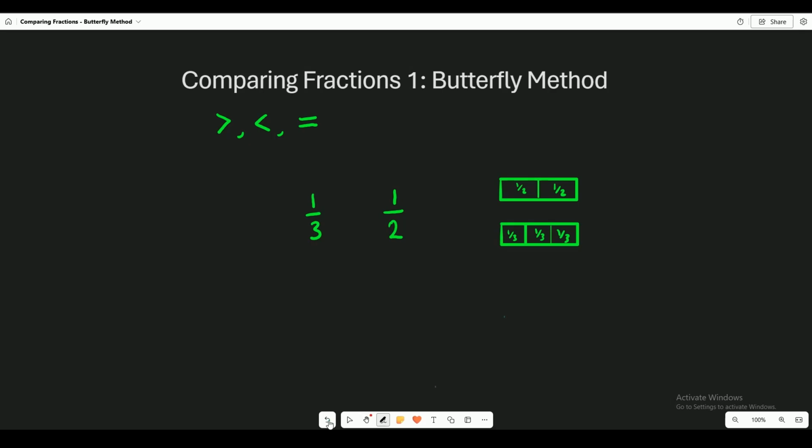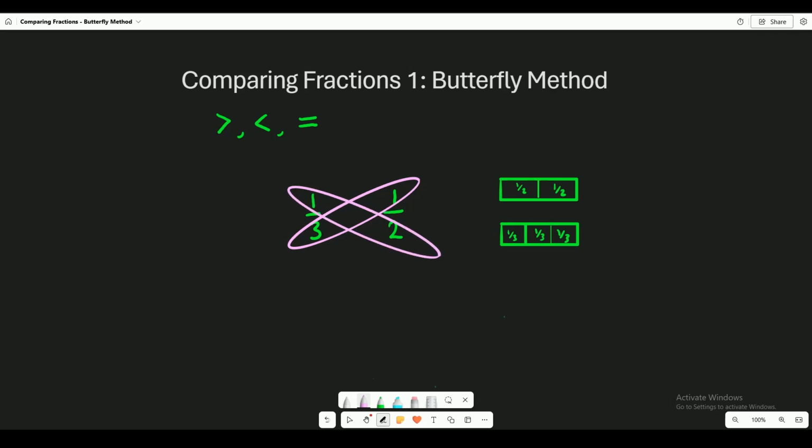How do we do it mathematically? We're going to do it with the butterfly method. This is how it works. I'm going to draw two wings like this. One wing here, and then another wing going like this. Let's try again. Close enough. So we have those two wings.